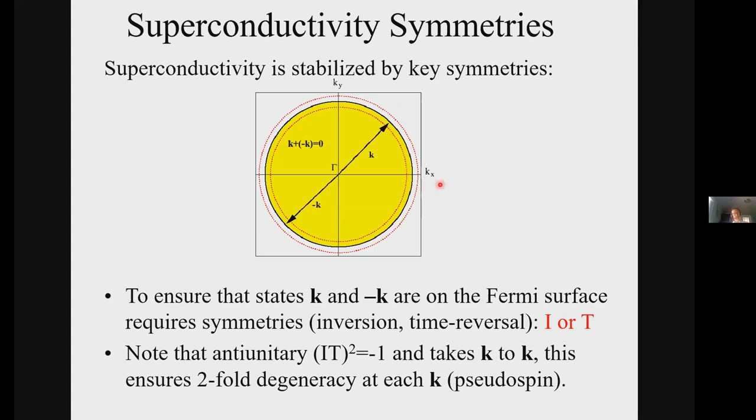Now, in both strontium-ruthenate and uranium-tellurium-2, the normal state has both these symmetries, and that means it has the product of the 2, and when you square this, you get -1. This is a symmetry that takes k to k, because both inversion and time reversal take k to -k. That means that we have a Kramers degeneracy at each momentum k, and this Kramers degeneracy is often called pseudospin, which we can assign to, say, a spin up and a spin down.